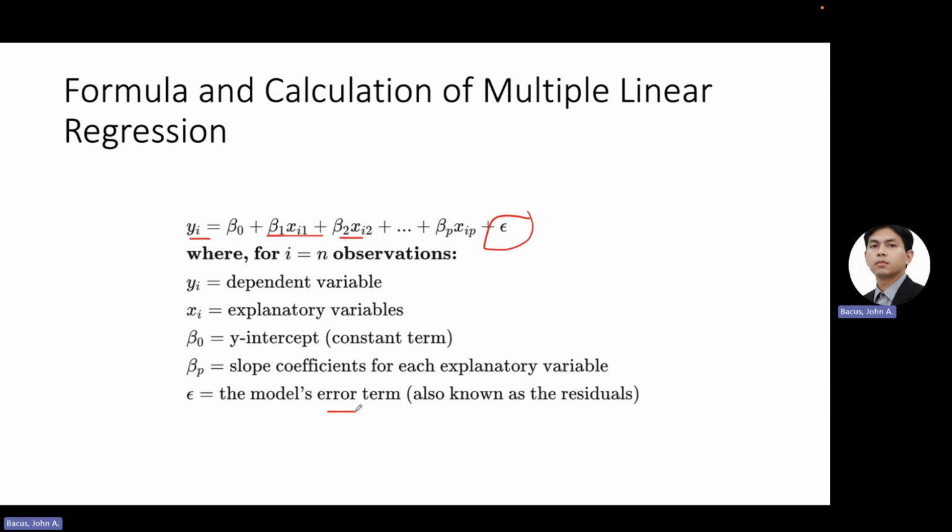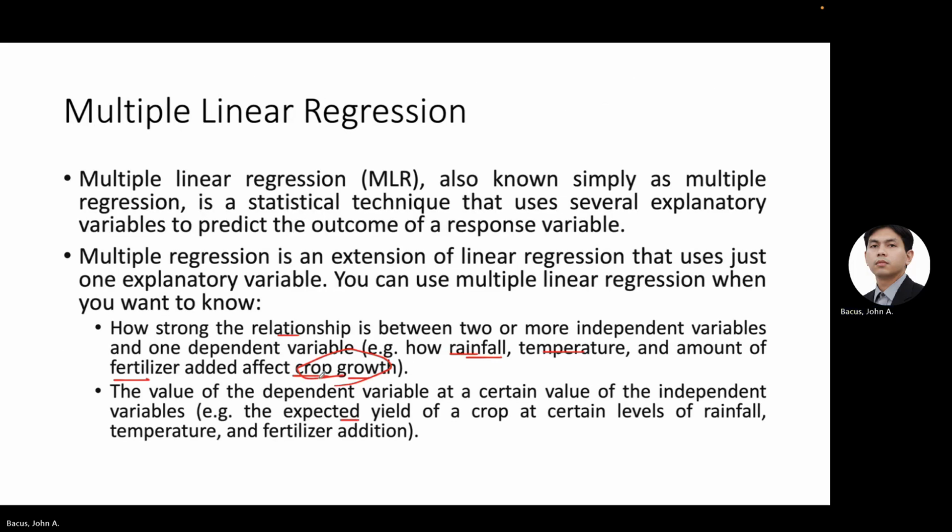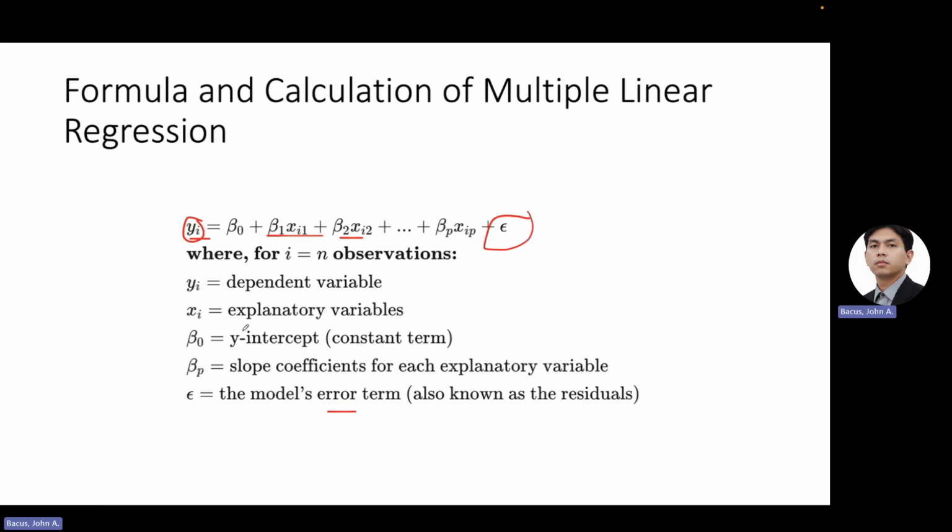So here, again, y is the dependent variable, the continuous variable that we want to predict, for example, the amount of crop growth. The independent variables are rainfall, for example quantifying the rainfall, and temperature, how much temperature it is today that affected the crop growth, and so on. Explanatory variables are the x sub i. The y-intercept is this one, the constant term. The b sub p are the slope coefficients.